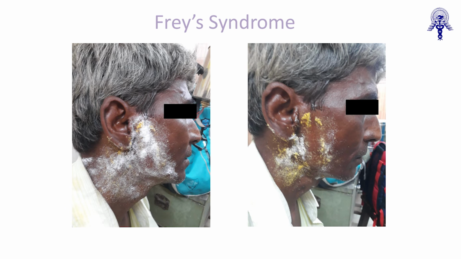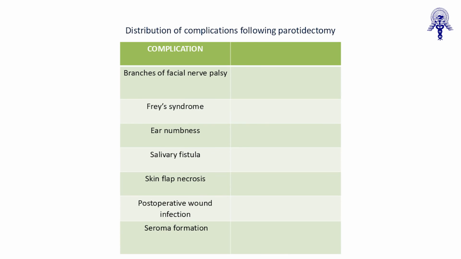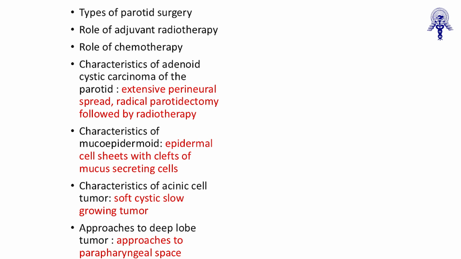Yes, so everybody knows everything. So it's a starch iodine test. Next. What is this? This is also a complication. It can be managed simply by aspiration and by tight dressings. Next. Sacrificing. So these are the complications. I think we have covered most of the topics.